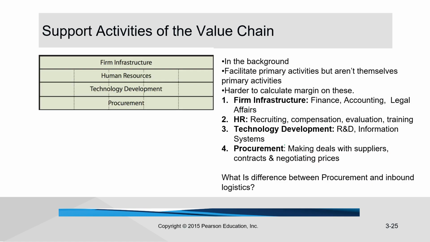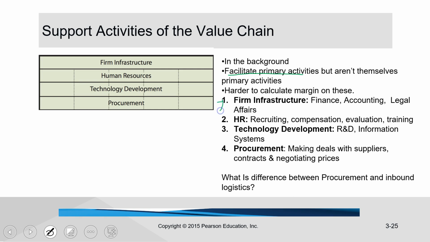Behind the scenes, however, there are certain support activities. These facilitate primary activities, but aren't themselves primary activities. And it's harder to calculate the margin on these. There are 4 support activities of the value chain.